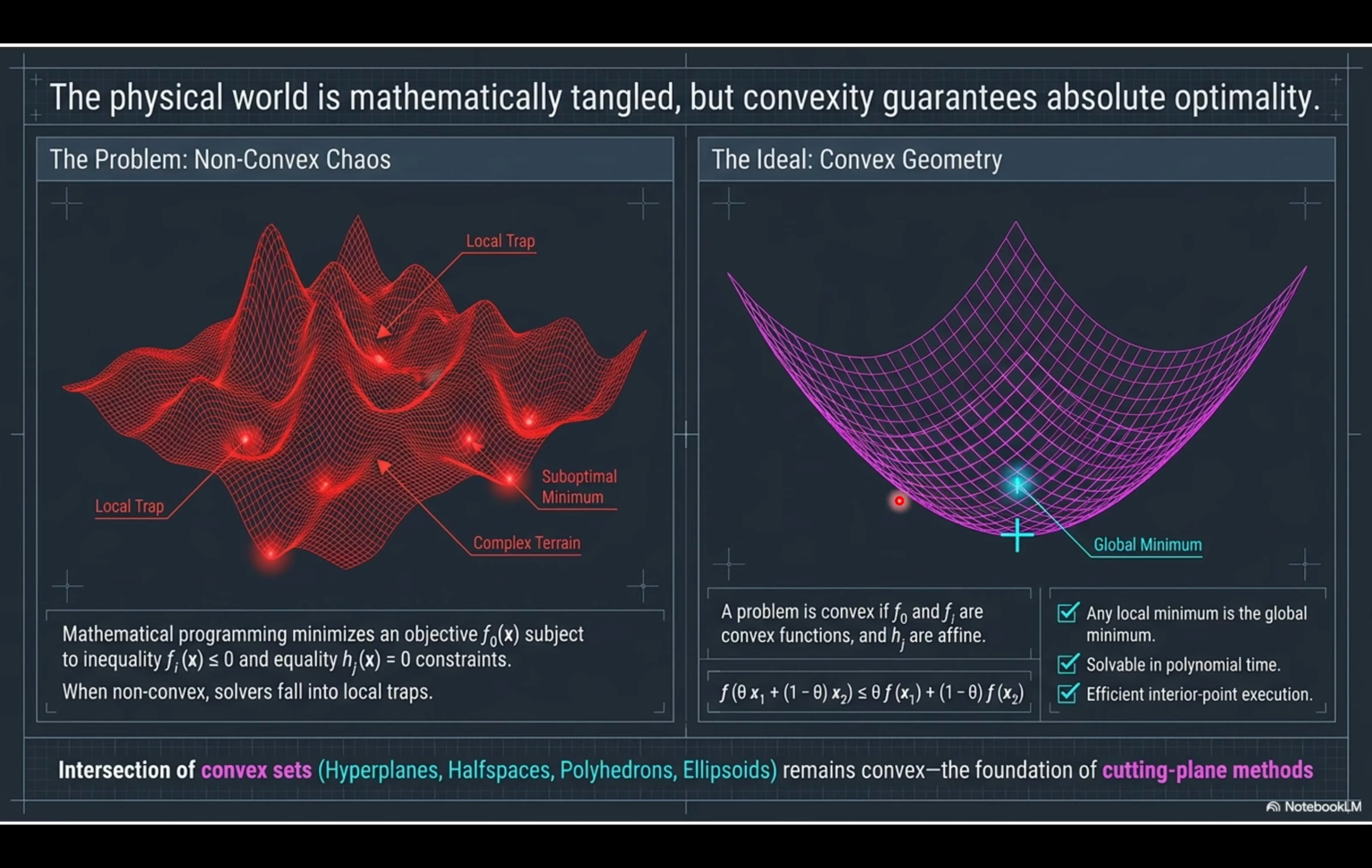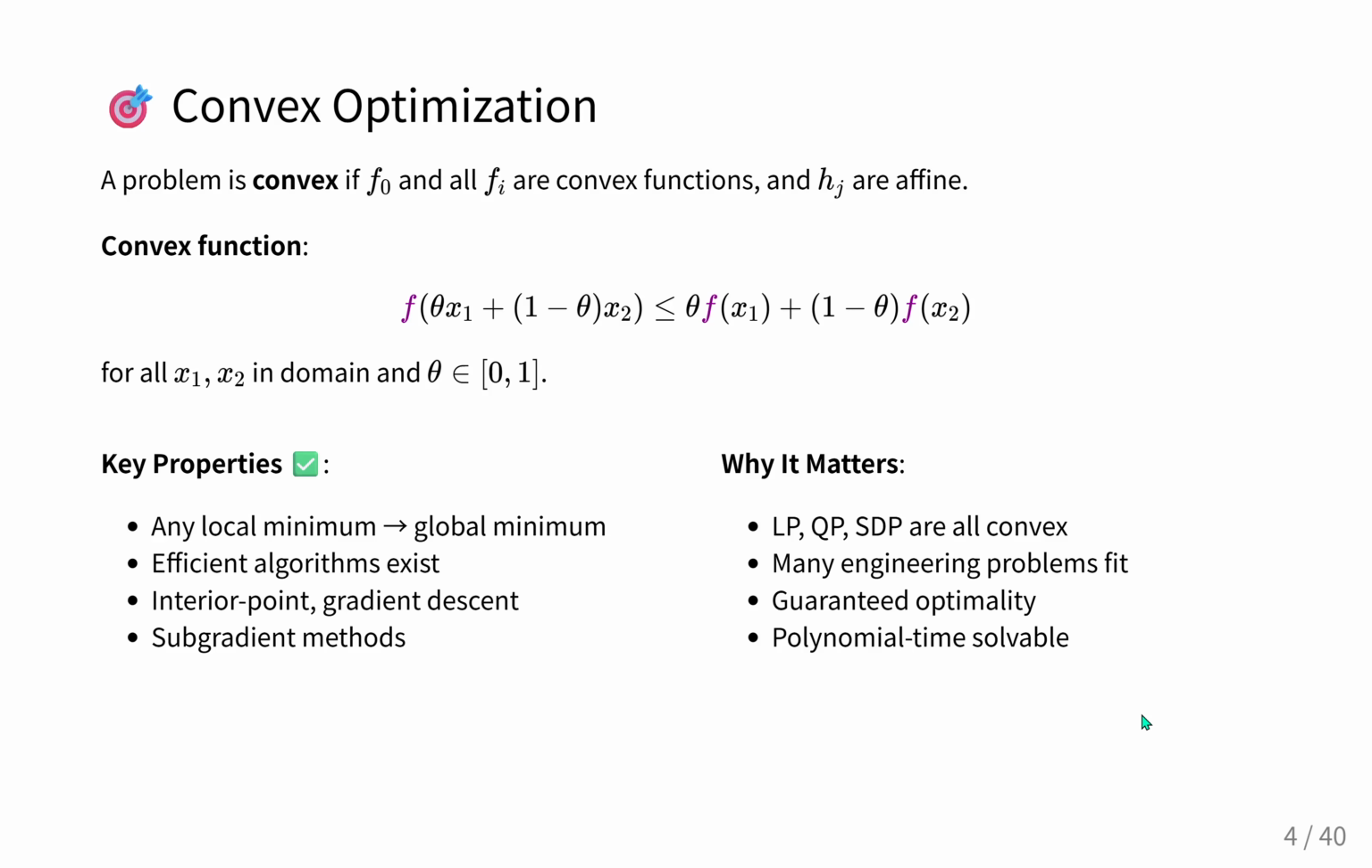What's fascinating here is the absolute guarantee the geometry gives you. I mean, in convex optimization, any local minimum is mathematically guaranteed to be the global minimum. Because there's only one bottom of the bowl. Exactly. There's only one bottom. Furthermore, these problems are solvable in polynomial time, meaning computers can find that bottom efficiently, scaling pretty reasonably as the problem gets bigger.